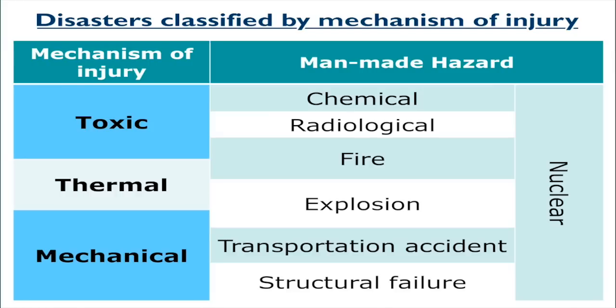I also want to point out with this particular table that nuclear disasters, for example a detonation of a nuclear bomb, will span the entire realm here of toxic, thermal, and mechanical styles of injuries. And so we can see that is a man-made hazard that causes multiple types of injuries, multiple mechanisms.